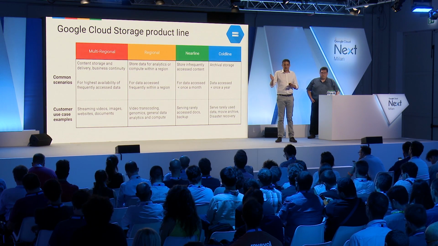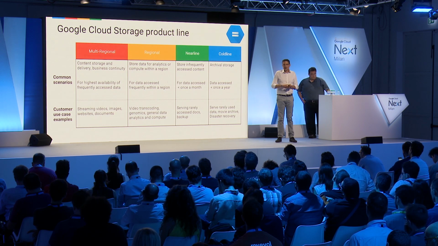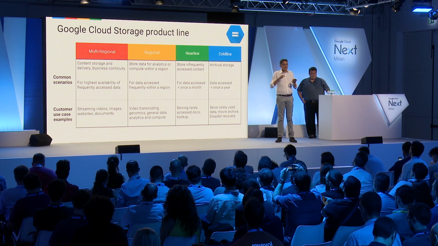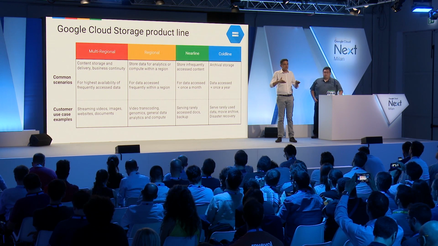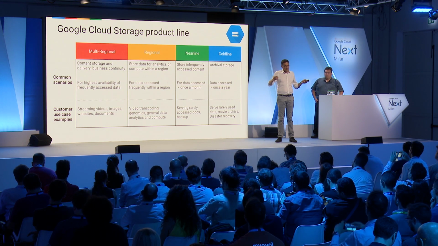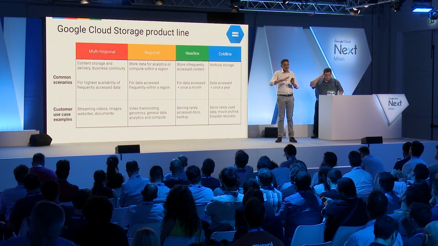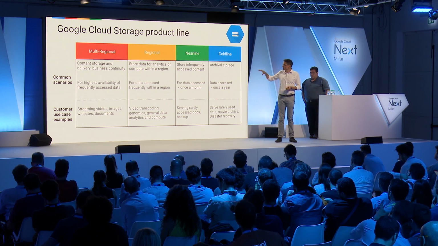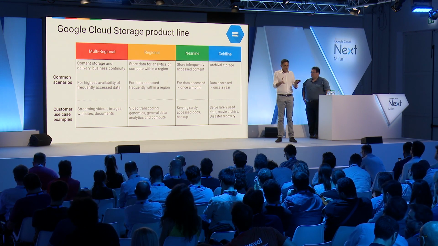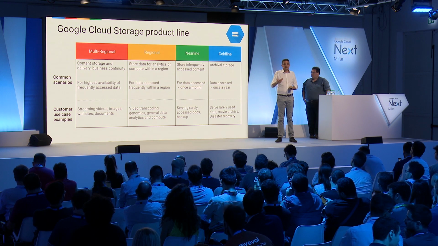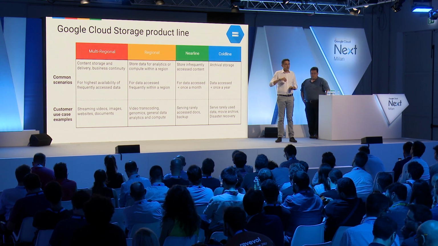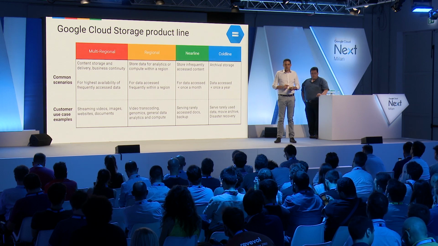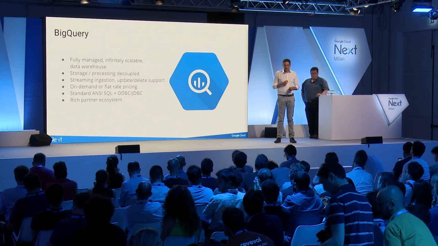It provides different storage classes with different SLAs. Multi-regional and regional are for data accessed very frequently. In multi-regional, you have data replicated between two regions in the same macro area, for example, in Europe, in US, or in Asia. In regional, you have data replicated only inside one region. Nearline is for data that is accessed less than once a month, and Coldline is for data archival storage, mainly for data that is accessed less than once a year.